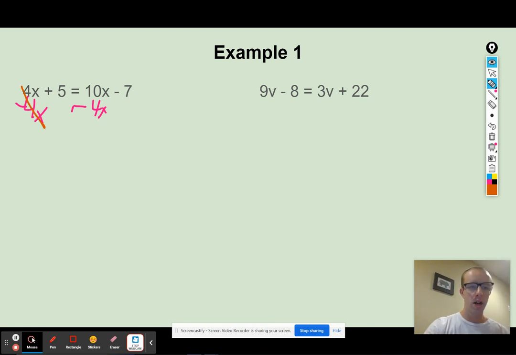These cancel out. Whatever I don't use, I drop straight down. So this 5 comes straight down. 5 equals always comes straight down. 10 minus 4x is 6x. And I didn't use this minus 7, so it also comes down. Now look, with just one step, we've created a two-step equation, something we should be comfortable with by now if you're watching this video. And so now let's solve the two-step equation.